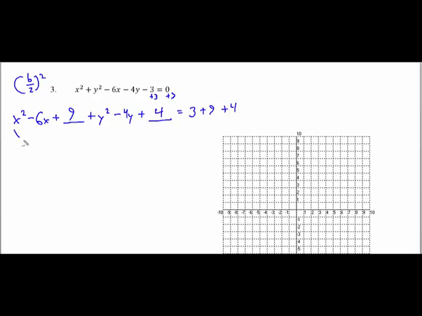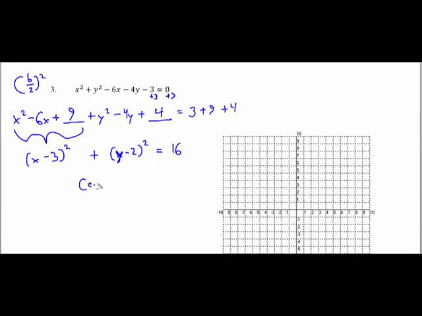So now this trinomial breaks down to two numbers that multiply to make 9 and add to make negative 6, which is x minus 3, quantity squared. Two numbers that multiply to make 4 and add to make negative 4 is y minus 2, quantity squared. And I should say it's a y, not an x. Silly me. Then we've got 3 plus 4 plus 9, and 3 plus 4 plus 9 adds up to 16.